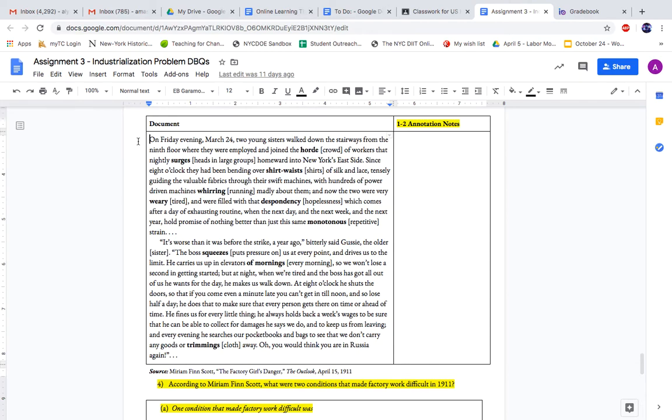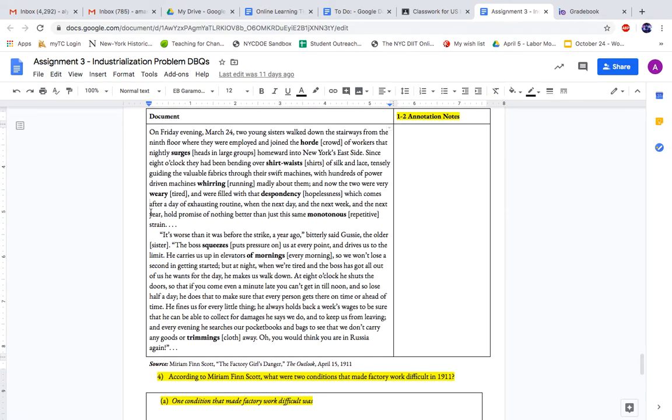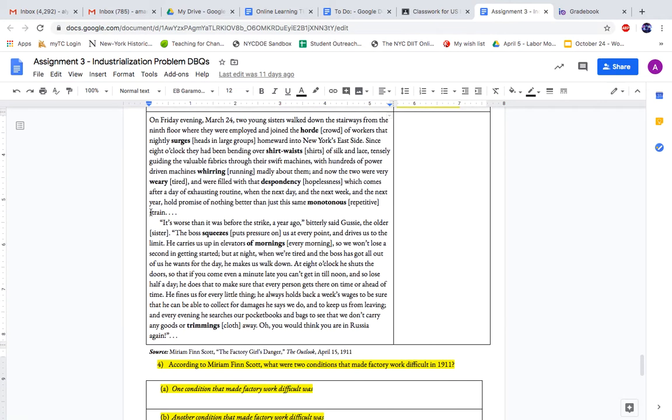Since 8 o'clock, they had been bending over shirt waists, or shirts, of silk and lace, tensely guiding the valuable fabrics through their swift machines, with hundreds of power-driven machines whirring or running madly about them. And now the two were very weary or tired, and were filled with that despondency or hopelessness which comes after a day of exhausting routine, when the next day and the next week and the next year hold promise of nothing better than just this same monotonous or repetitive strain.